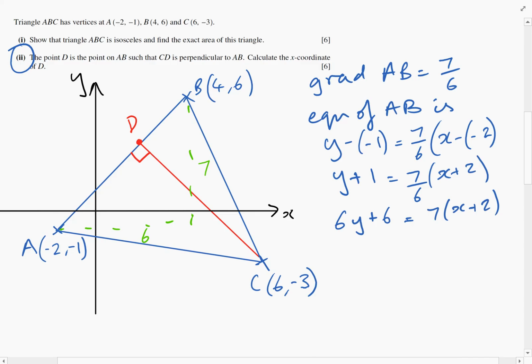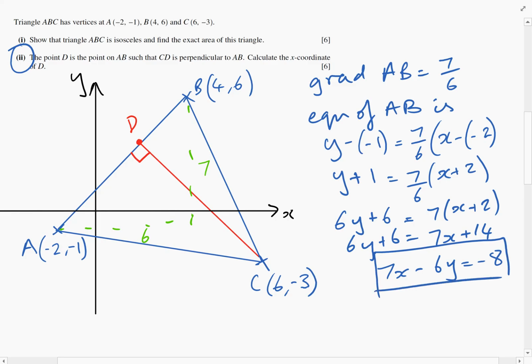So that means we have 7x plus 14 here. And that will give us, just getting everything simplified a bit more, 7x minus 6y equals minus 8. Okay, so we're going to use that in a minute. So that's the equation of AB.